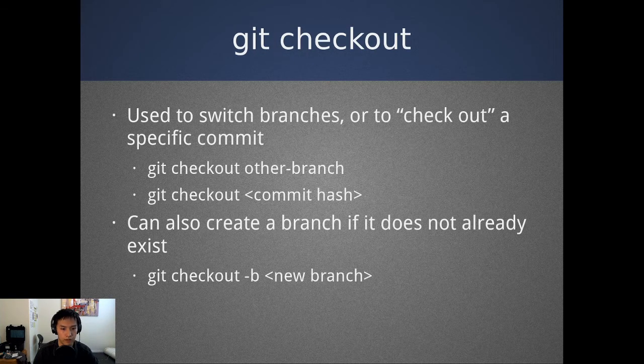Next command is git checkout. This is the way to switch between different branches or to look at a specific commit in history. So if I have a branch called latest and I'm currently on that branch, and there's another branch called development, and I want to switch to it, I will say git checkout development, and I will be on the development branch.